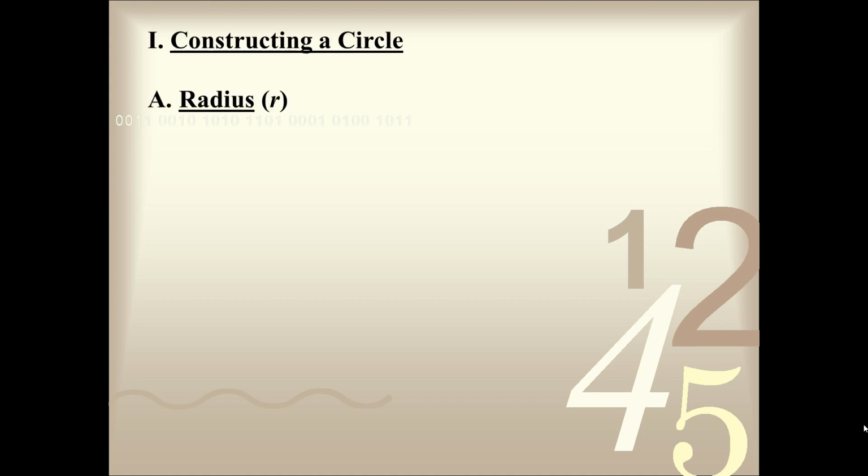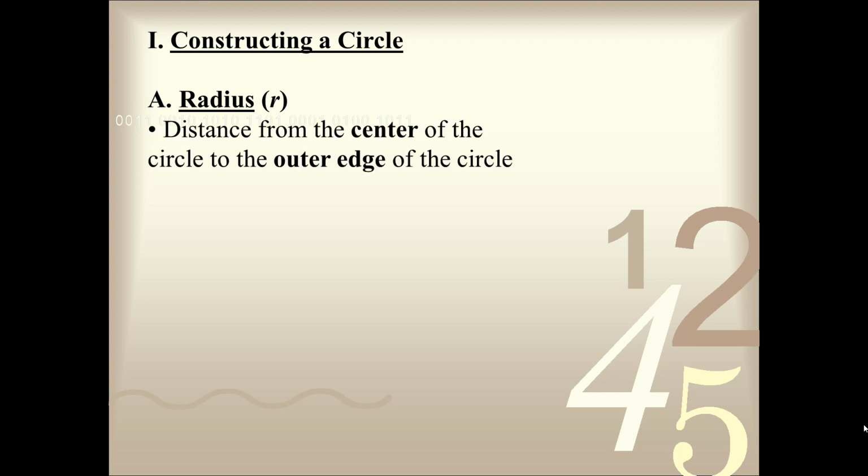So let's start off by defining radius and diameter. The radius of a circle, which we'll abbreviate with a lowercase r, is the distance from the center of the circle to the outer edge of the circle, to any point on the outer edge. If we draw this on a circle, typically when I draw a circle, I like to indicate the center of the circle with maybe a little dot, and we could label it for now with the letter capital C, which means the center of the circle.